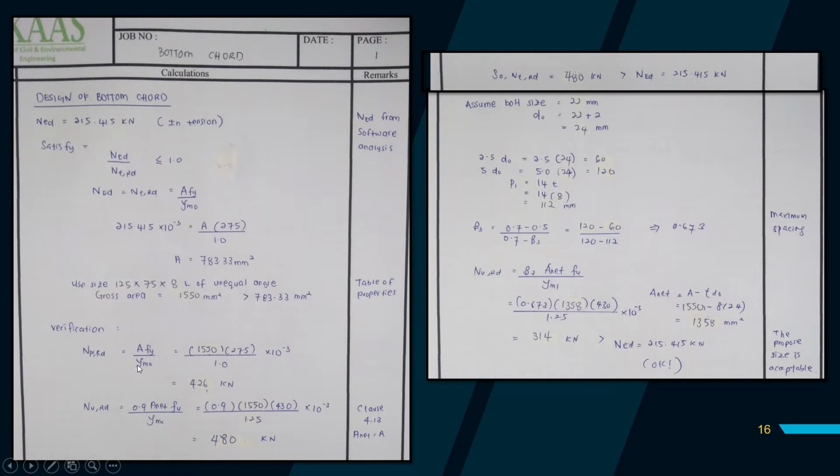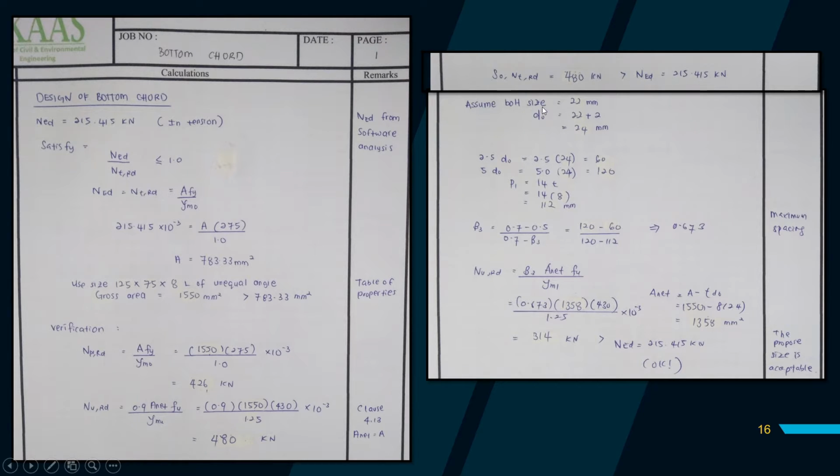So with verification, NPLRD is A Fy over gamma M0, we get 426 kilonewton. So NURD is equal to 0.9 A net Fu over gamma M2, clause 4.13. We know that A net is equal to A. So we get 480 kilonewton. So NTRD is equal to 480, which is greater than NED 215.415 kilonewton. So it's okay.